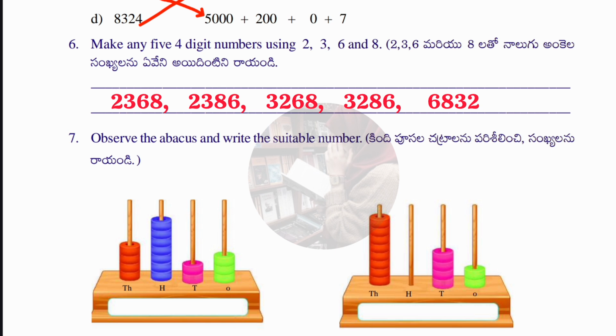So if you observe carefully the first abacus, guys, in the first rod, meaning the ones rod, you have 3 beads, in the tens rod you have 2 beads, in the hundreds rod you have 7 beads, and in the thousands rod you have 4 beads. So the correct answer is 4728. Okay, let's see the second abacus. Here in the ones rod we have 2 beads, in the tens rod we have 4 beads, in the hundreds rod we have no beads, that means 0, and in the thousands rod we have 8 beads. So the correct answer is 8042. Okay guys, up to here your second lesson, which is number workbook answers, is finished.